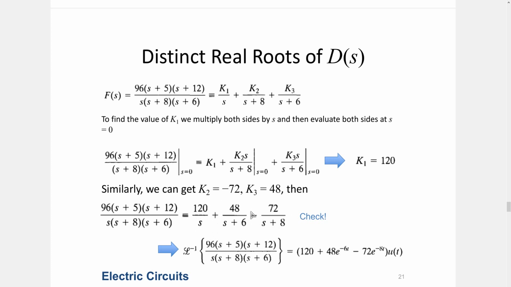Now I can go back into the time domain because I have divided my problem. It's time to conquer, right? So if I take the inverse Laplace transform for each term, I go to my chart that shows me the function and Laplace transform pairs, and from there, using the properties, I will go into the time domain. And in the time domain, we get 120 plus 48 times e to the minus 6t minus 72 times e to the minus 8t times u(t) as our time domain solution. So this is how we apply it in practice.